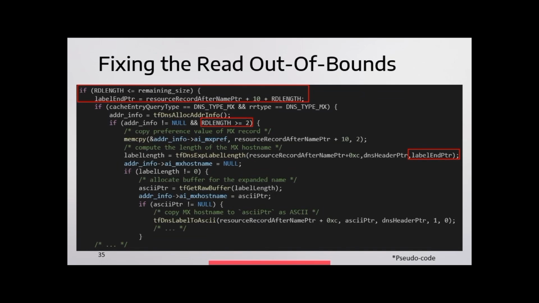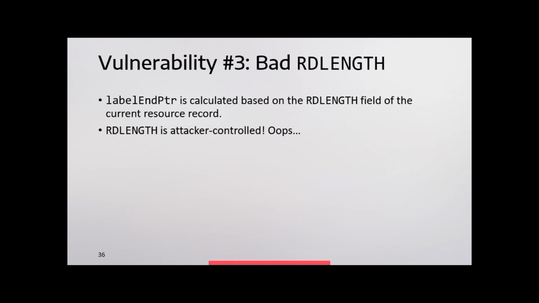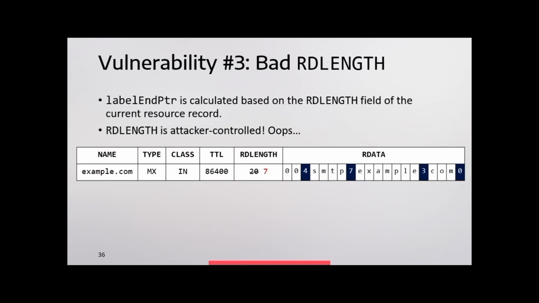You can see that the RD length value is checked against the remaining size of the packet. And now expand label length accepts a third argument, label nptr, which is calculated based on the RD length value. So what expand label length does when it reaches label nptr, it simply stops processing without any error and returns the current total length. This is perfect from an attacker standpoint because RD length is attacker controlled. So if we can specify a value which is smaller than the actual RD length value, there is a chance that expand label length returns a value which is too small.